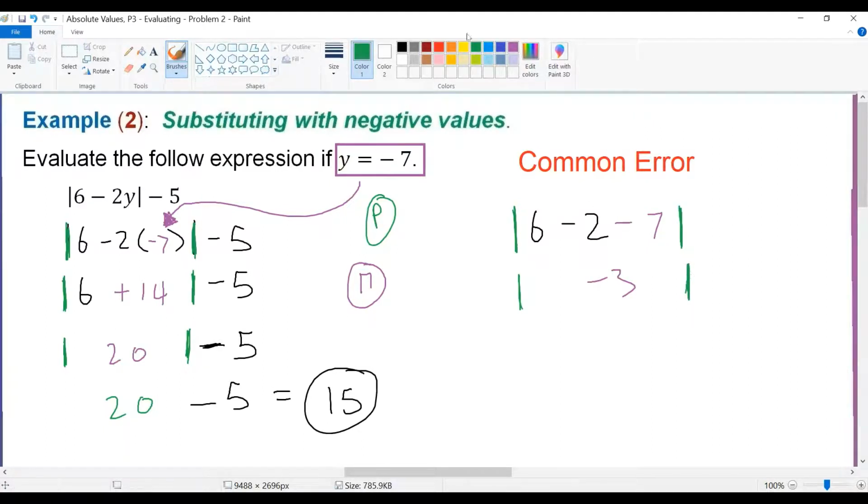So this is a very common error when we're evaluating with negatives when we perform the substitution. This is something we want to be very careful about, and this is not the same thing. They do not equal each other. And that's it for number 2. We're going to continue now with the next problem.